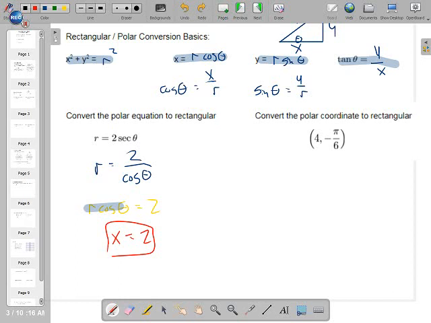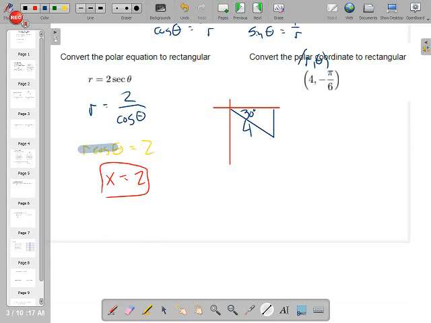If they give me a polar coordinate and ask me to convert it, what I'm going to do is sketch that. So negative pi over 6 is in the rectangular plane in the 4th quadrant. And remember, this is r theta, so the radius is 4, and theta is pi over 6. If you want to think of it in degrees, that's a 30-degree reference angle. If you know your special right triangles, this is a little bit easier.